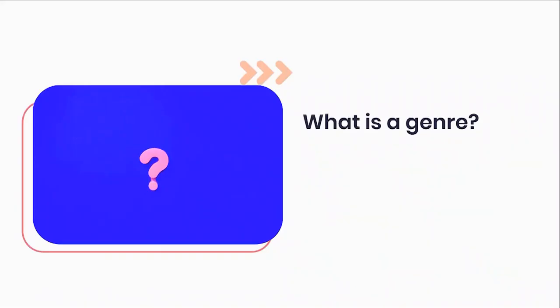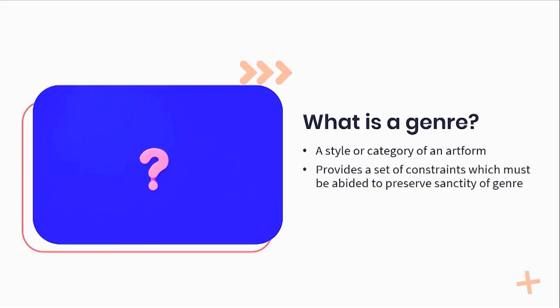So, with that covered, let's move on and talk briefly about genre. Now, what is a genre? Well, simply put, it is a style or category of an art form. And it provides a set of constraints which must be abided to preserve the sanctity of a genre. Essentially what that means, in very simple terms, is that a genre is just a set of guidelines so that your audience can mediate their expectations when they're entering the cinema.